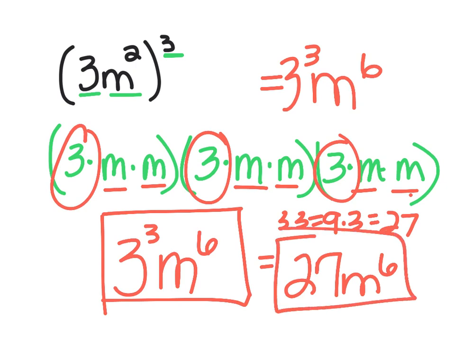Okay, now if you want to use the shortcut for this, the law that we learned, again, it's a power to a power, so I would multiply that and get m to the 6th. Here, since there's only one 3, it's really like 3 to the 1st. So I'm also going to do 3 times 1, which would give me 3 to the 3rd. So you can still use that little shortcut, and you'd still end up with 3 to the 3rd, m to the 6th.